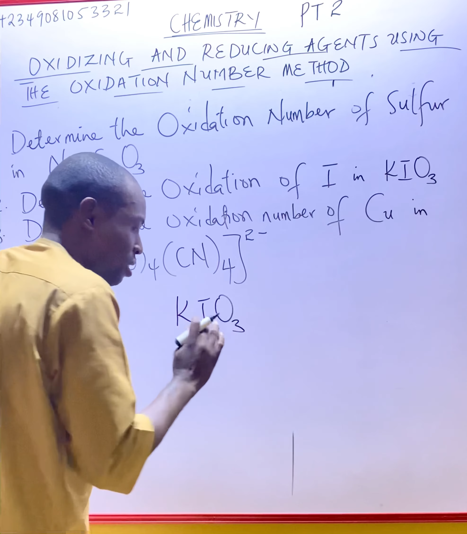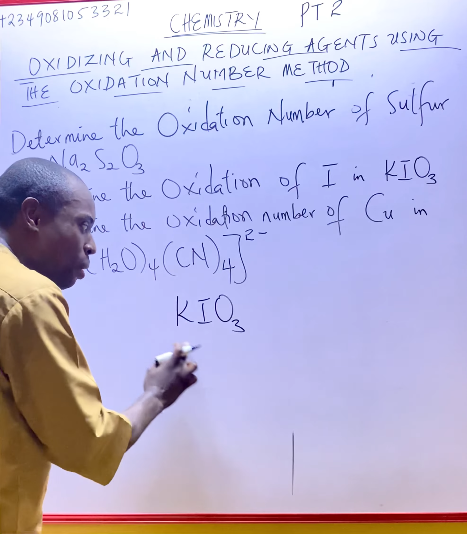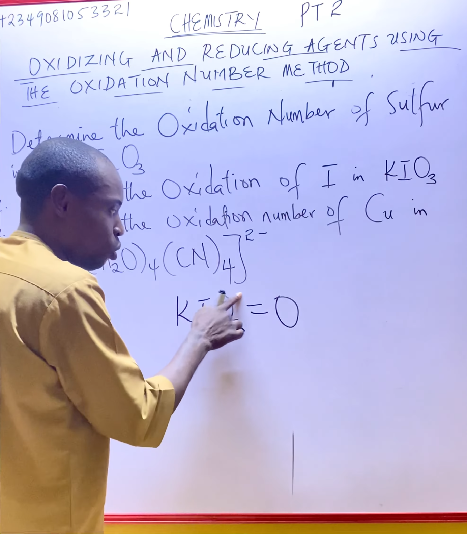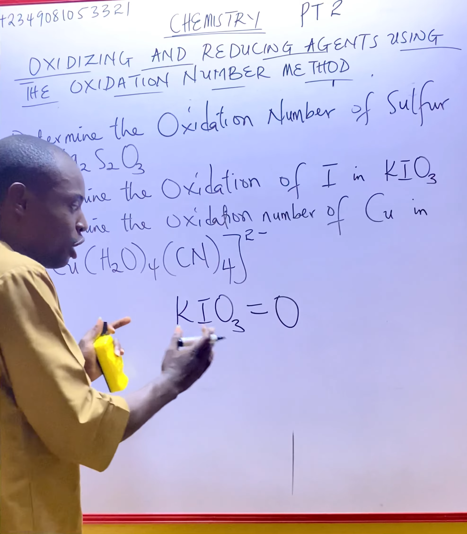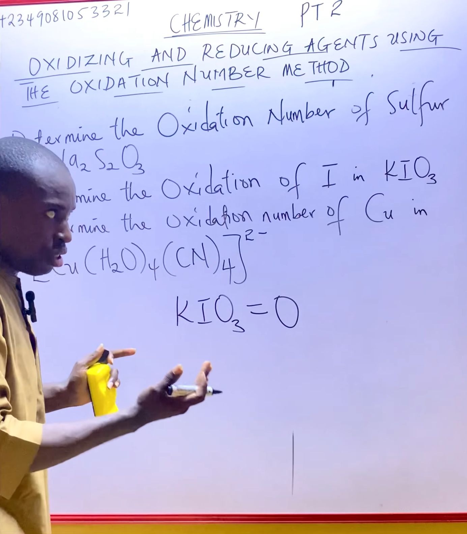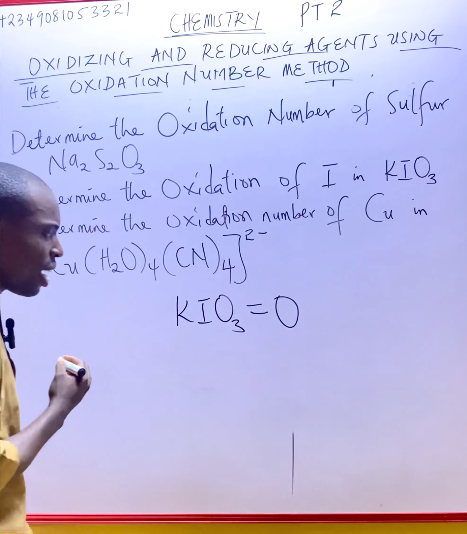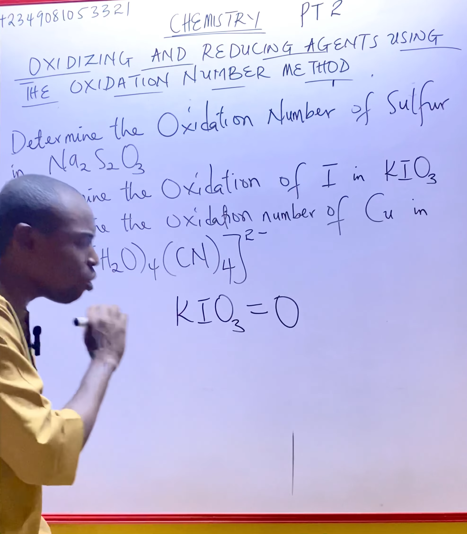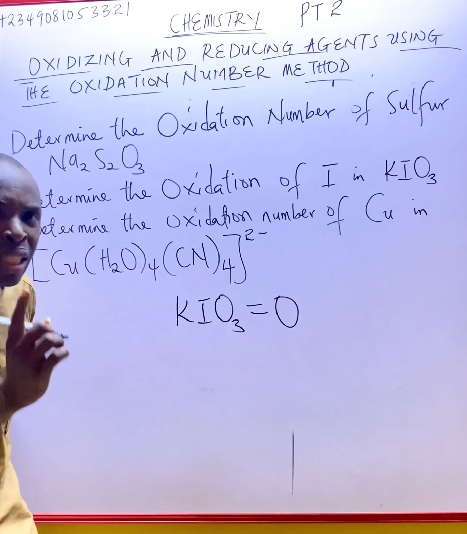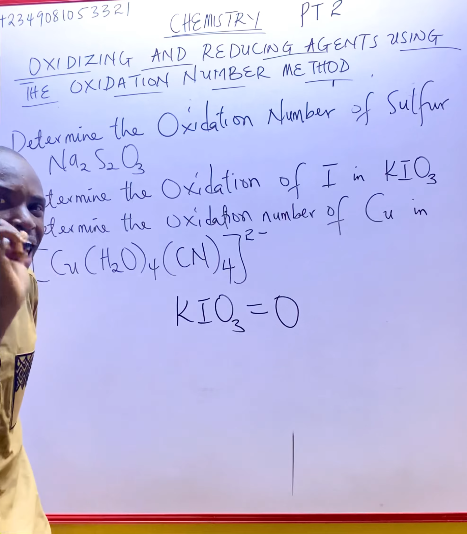Now take note. Step 1. This full compound will be equal to the charge, and the charge here is 0 because there is no charge here. So it is a compound. A compound always has no charge. Okay. Now I'm looking for iodine here. Remember, I've told you before that potassium is a group 1 element, and because it is now in a compound, it has a valency of +1.